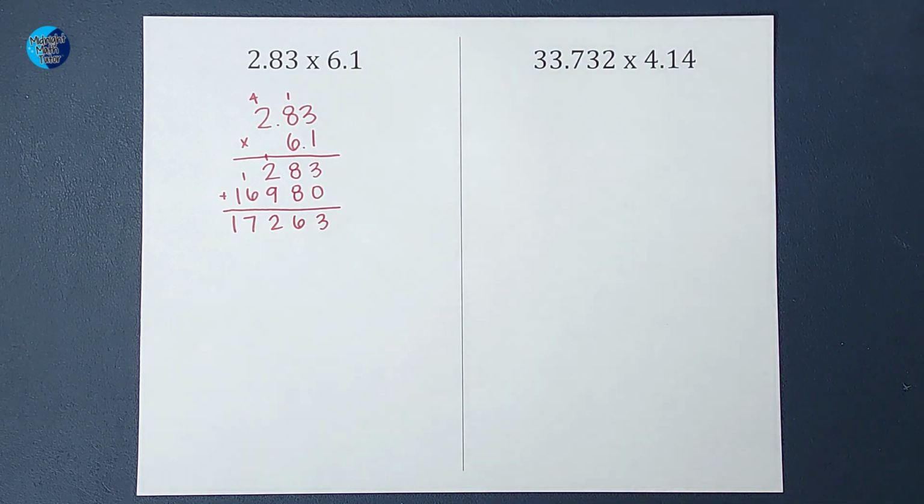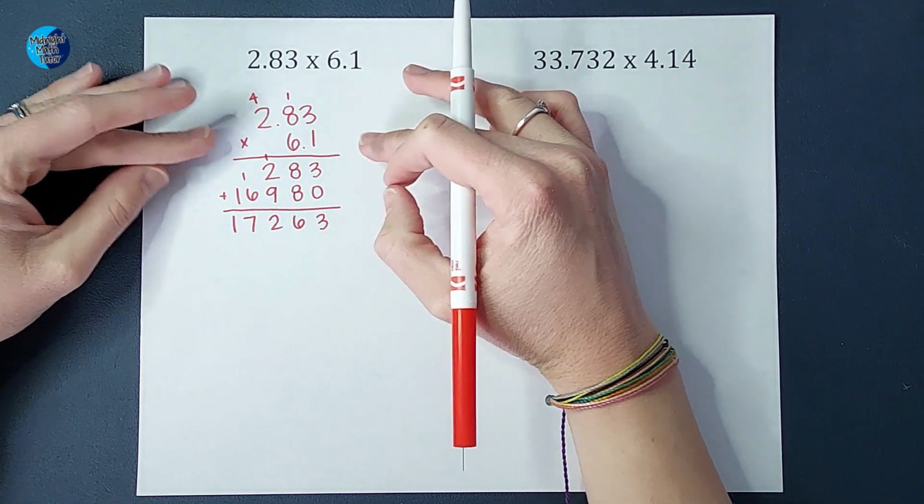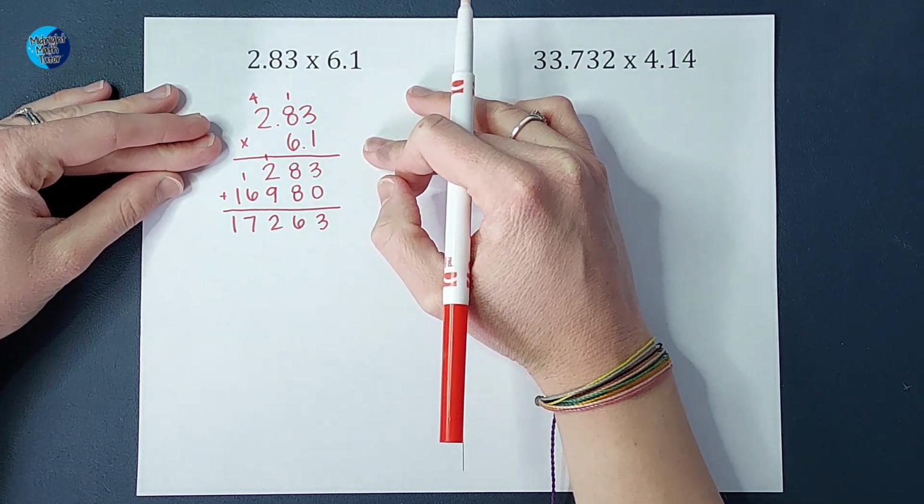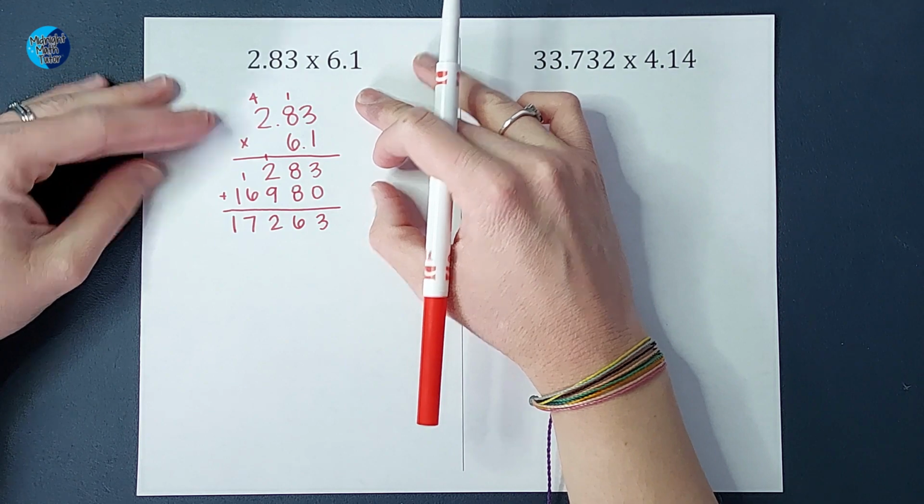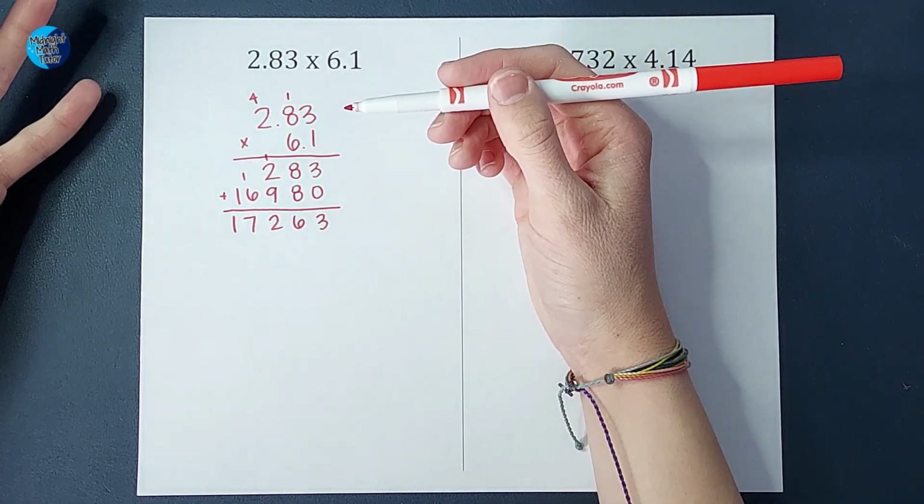And this is when I need to remember, oh yeah, we were working with decimals. This wasn't 283 times 61. It was 2.83 times 6.1. So now how do I figure out where the decimal goes?